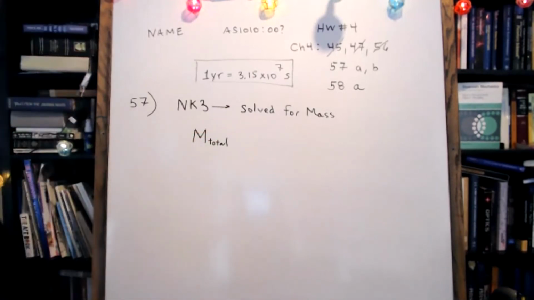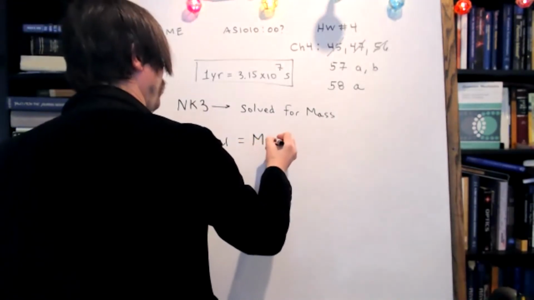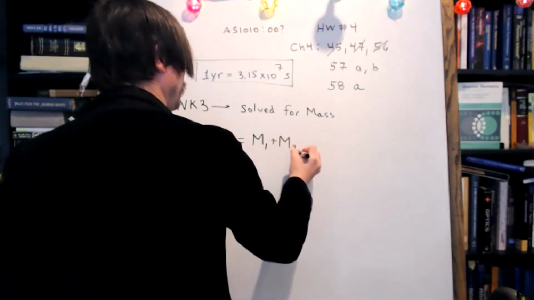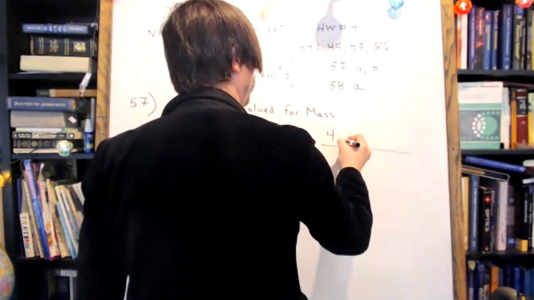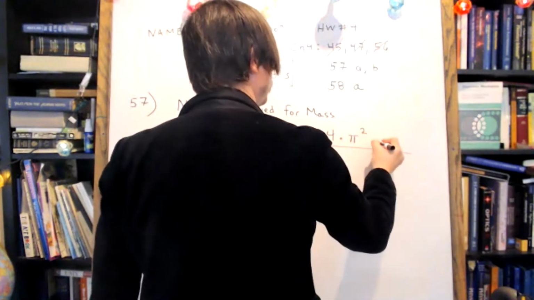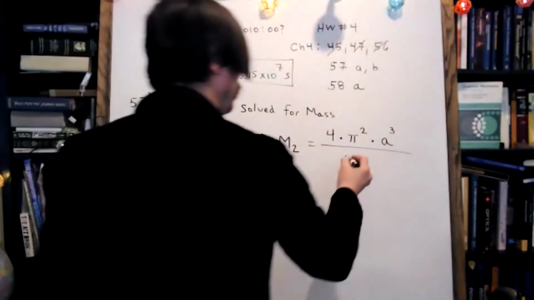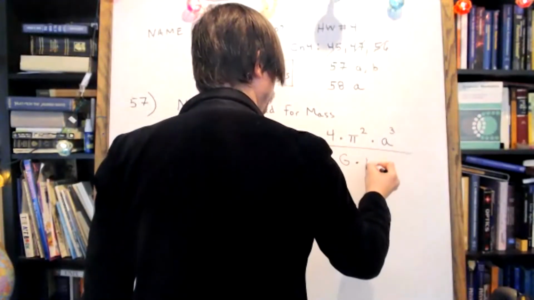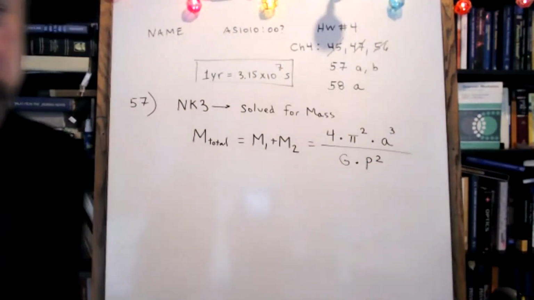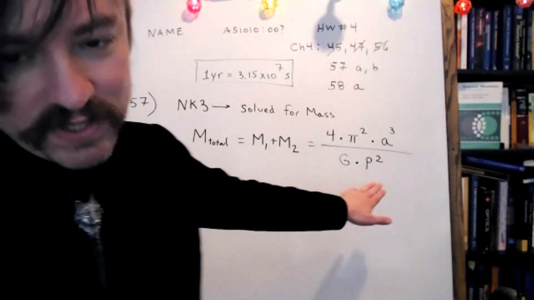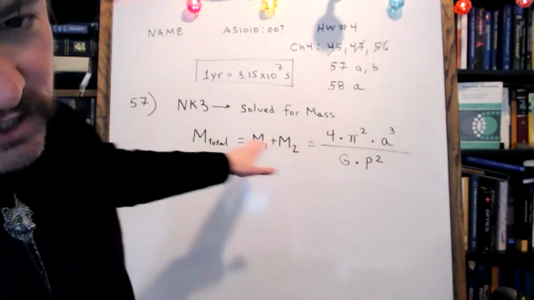The total mass of my orbiting system, which is m1 plus m2, can be found by 4 pi squared a cubed over G P squared. This is still the same formula that we used in the last problem, but we've swapped the positions of the period and the mass, and we're now going to use the equation to find the mass of the orbiting system.